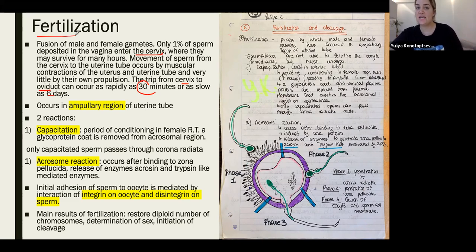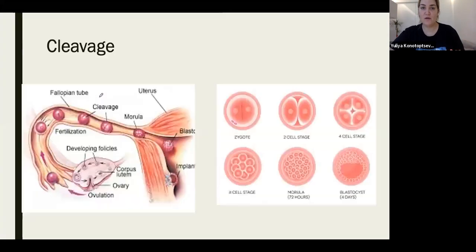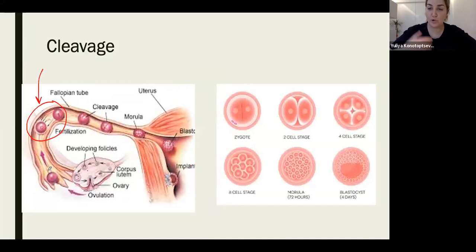Where does fertilization happen? It happens in the ampullary region. So if I show you, this is the ovary, this is the fallopian tube, this is the uterus. This area right here, this is the ampullary region of the uterine tube. We're going to learn more about it next semester. This is the place where the fertilization will be happening.